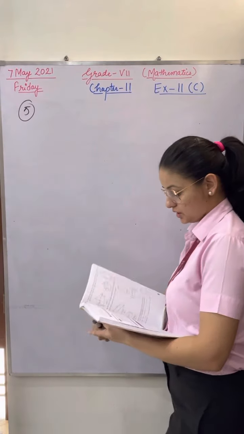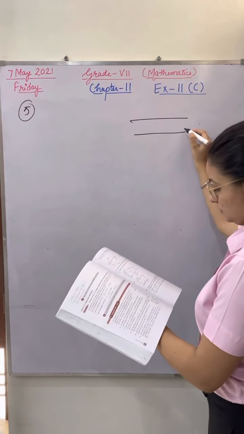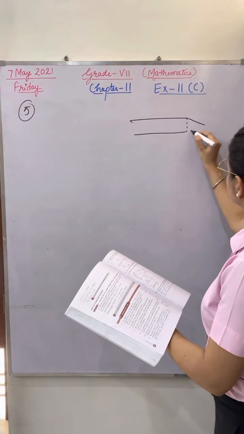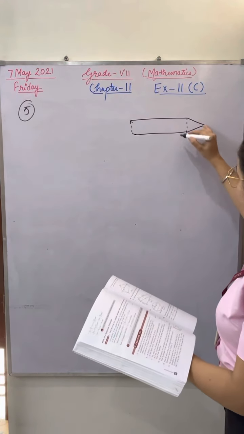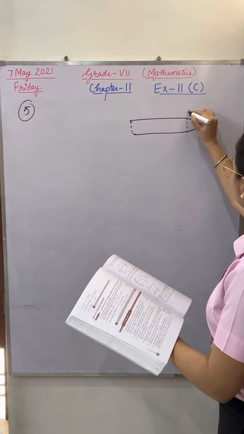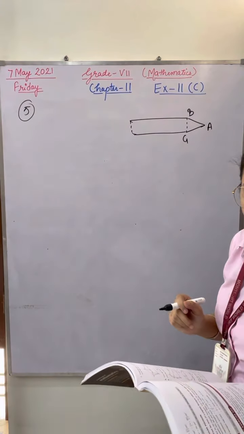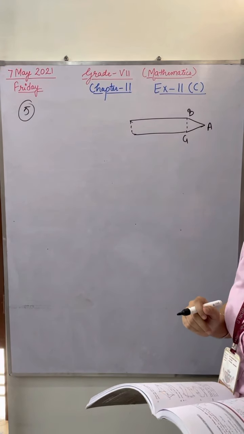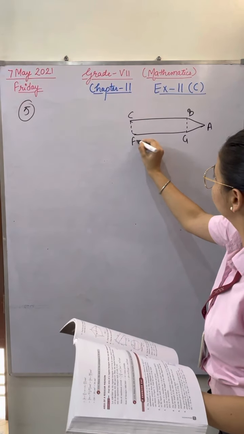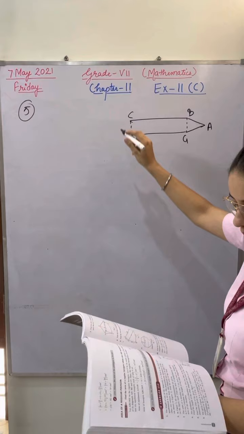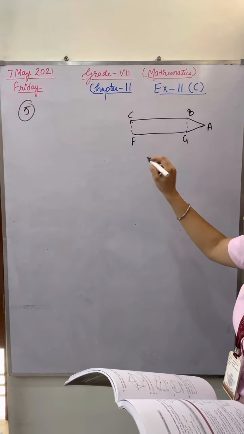This is a shape which is given to you. Anyone can tell me what is this, A, B, G? What is this shape? Yes, triangle. Very good. Now can you tell me what is this, C, F, B, G? What is the shape? This is a very good rectangle.